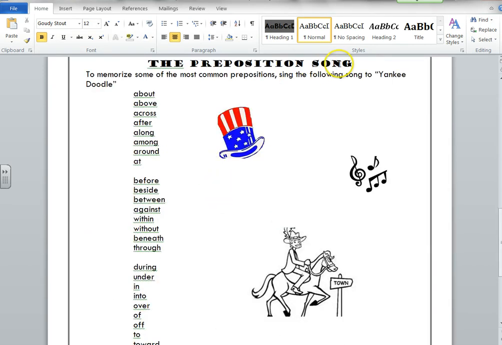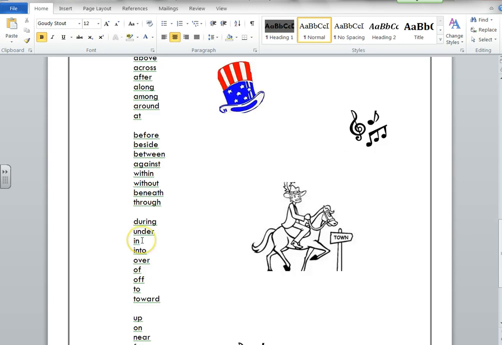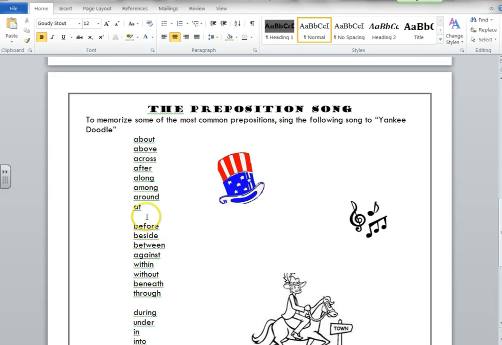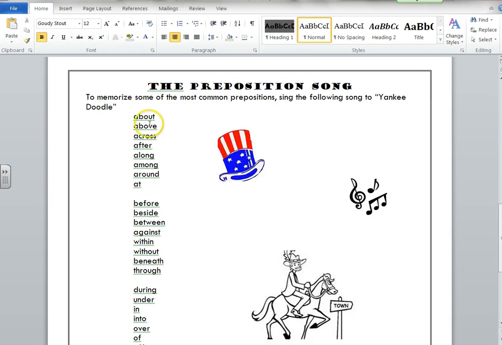This is the preposition song. These are some of the most commonly used prepositions in our English language. If you can remember and memorize this song, then you will have a good start on being able to identify prepositions in a sentence. Okay, so I do expect you to memorize it. I will be quizzing you on the song. So what you want to do is memorize it. It goes to Yankee Doodle. I'm not a great singer, but I will do my best.